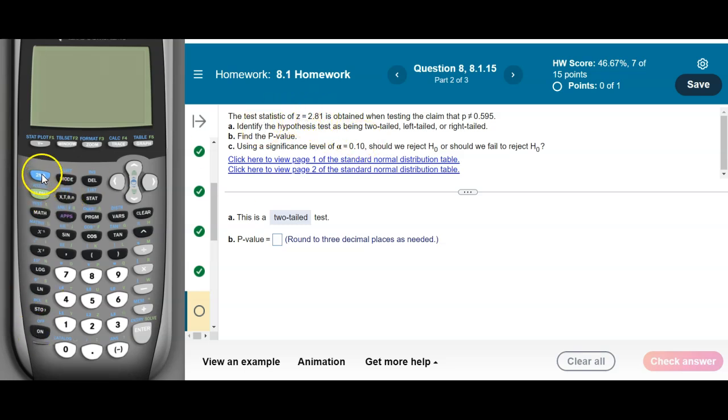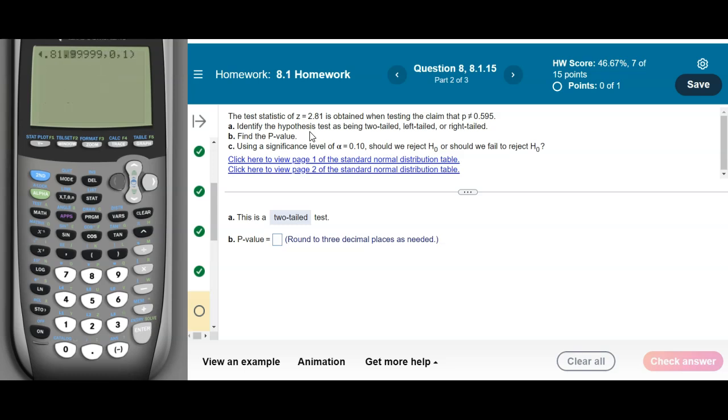Because this is a test about a proportion, we're using z's. So that's the standard normal distribution. So that's second vars. We're going to go down to normal CDF. Our lower number is going to be where our test statistic is, the 2.81. Our upper number, again, right tail, we just keep on going into the right tail forever. So some big number with a bunch of 9s. Mean is 0, standard deviation 1 because it's a right tail test.